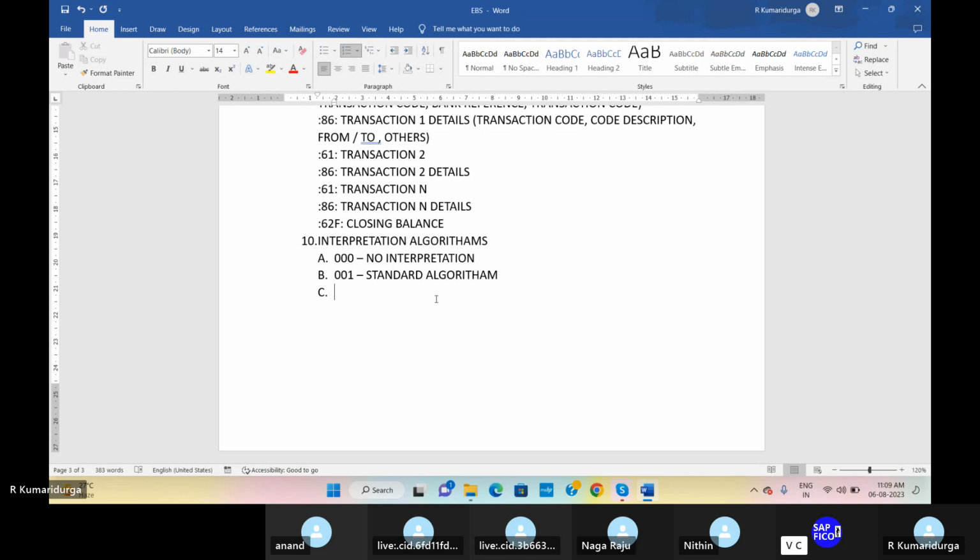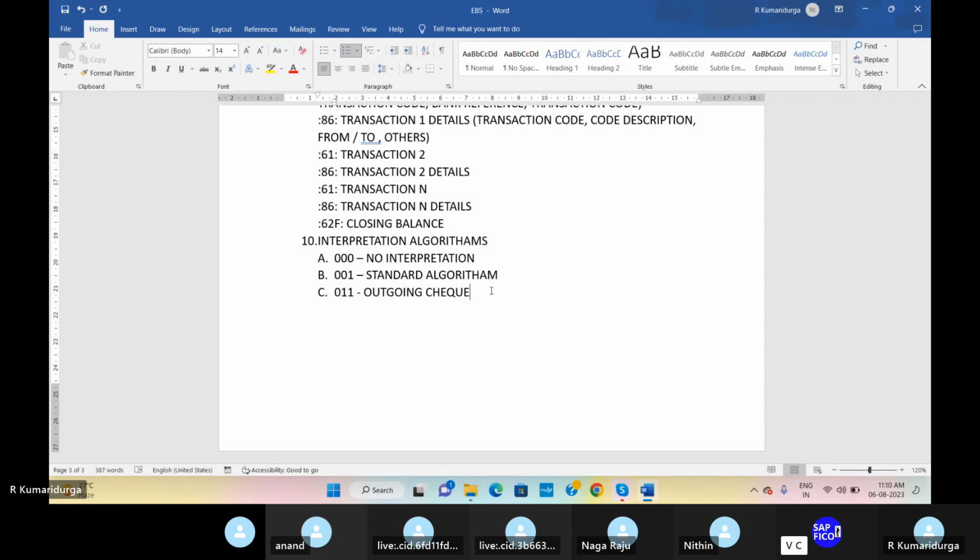The next one, 011, outgoing check. You know it very well. This algorithm is used for payments by check if the bank uses pre-numbered checks. Your house bank supplies the check number, as you have seen in the bank statements, and the algorithm uses the check number to find the appropriate document number in the system. Whatever outgoing payments you have, it will find the appropriate document numbers in the system.